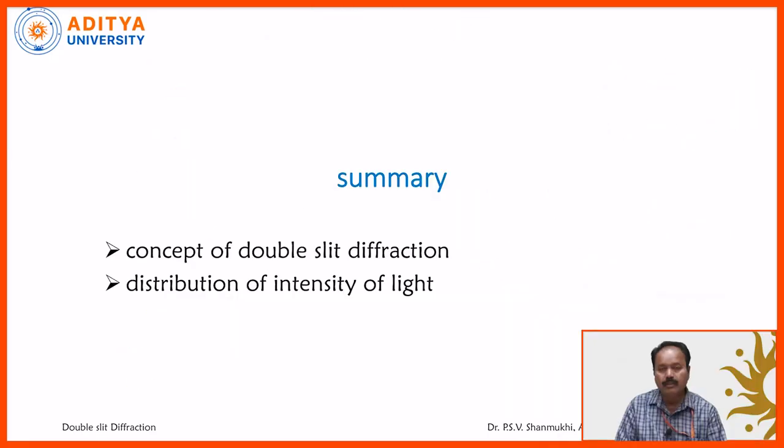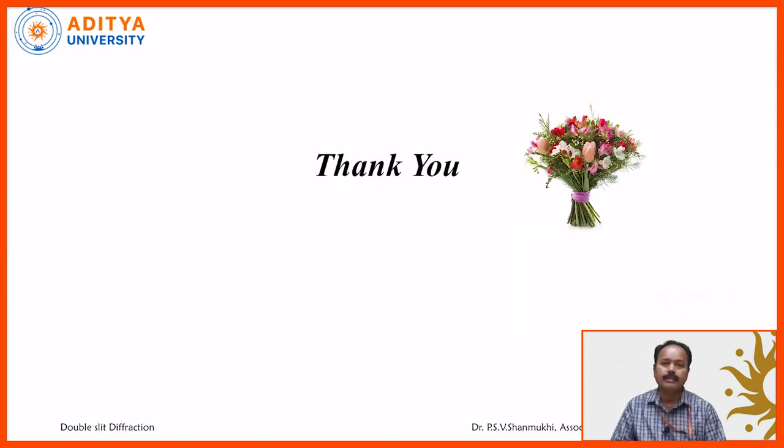In this topic, what we observed is Fraunhofer diffraction due to a double slit. We have discussed the ray diagram and the corresponding conditions, and afterwards we discussed the intensity distribution: how the intensity of light is distributed, and what kind of peaks we observe in the case of a double slit. Okay, that's it.